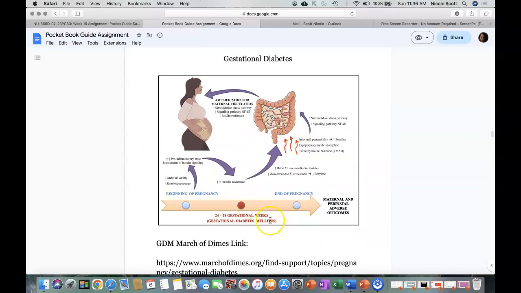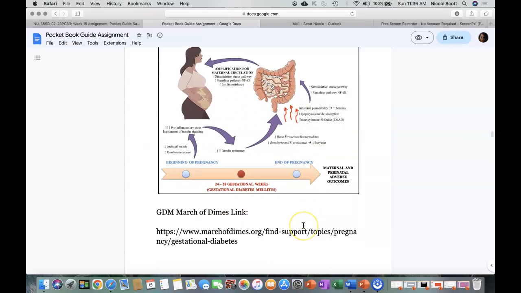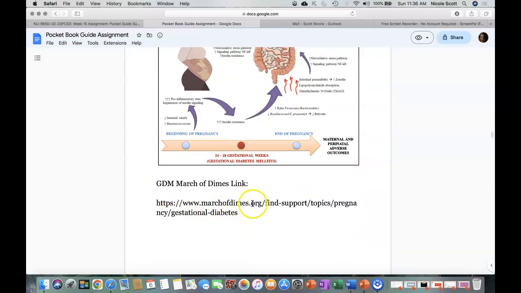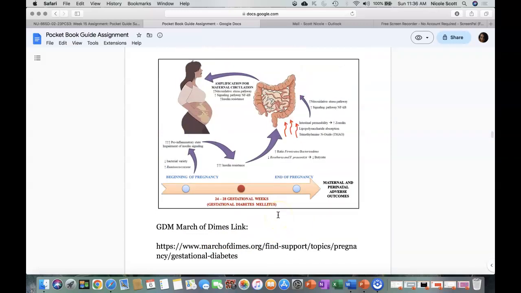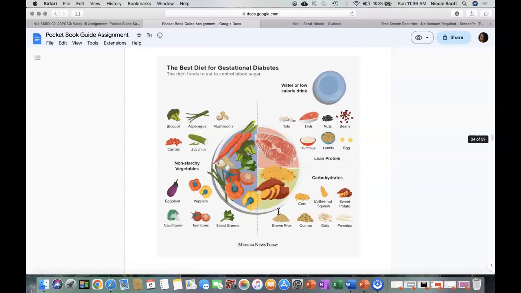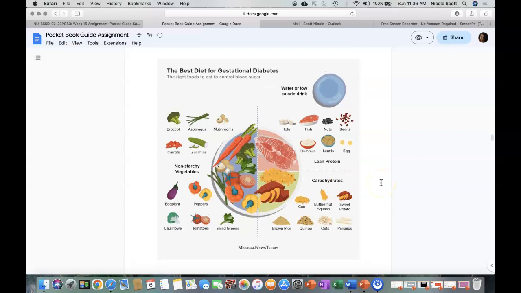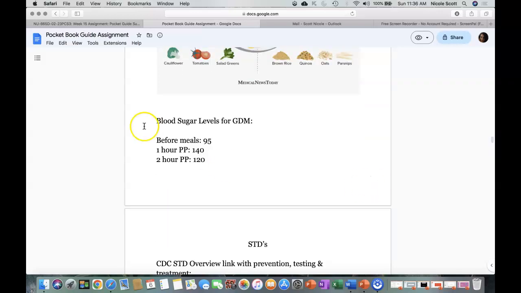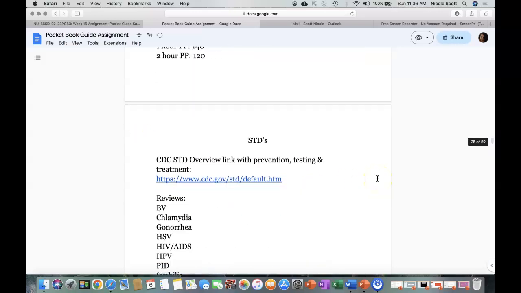GDM, this is like an overview of how everything's working. And then this was a really good link, so I just included it on here. It has like diet, pharmacologic, non-pharmacologic interventions as well. Again, another little diet thing. I think this is really good for patients to see. I like this chart a lot for that. Sugar levels, what we're looking for.